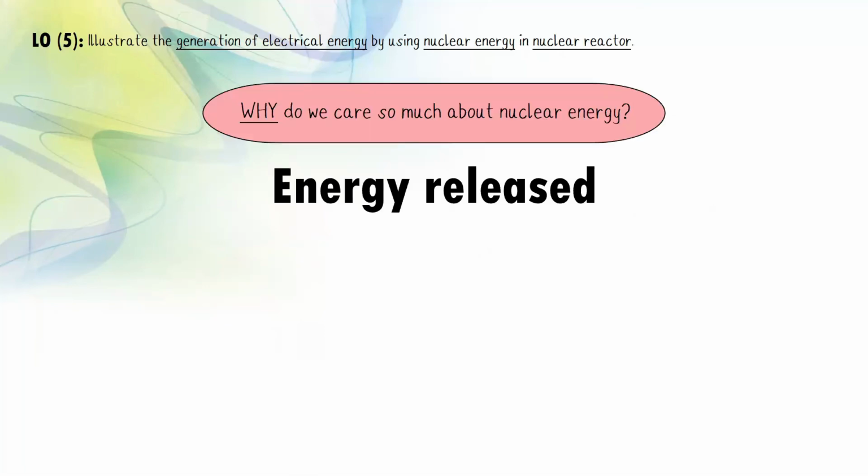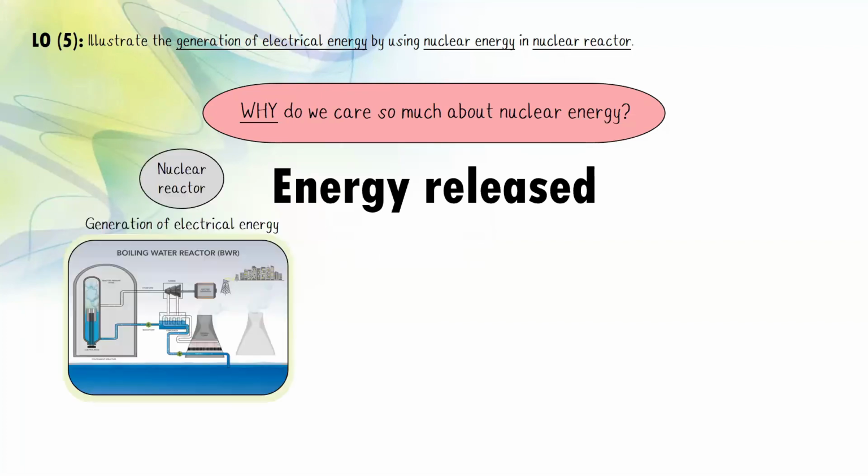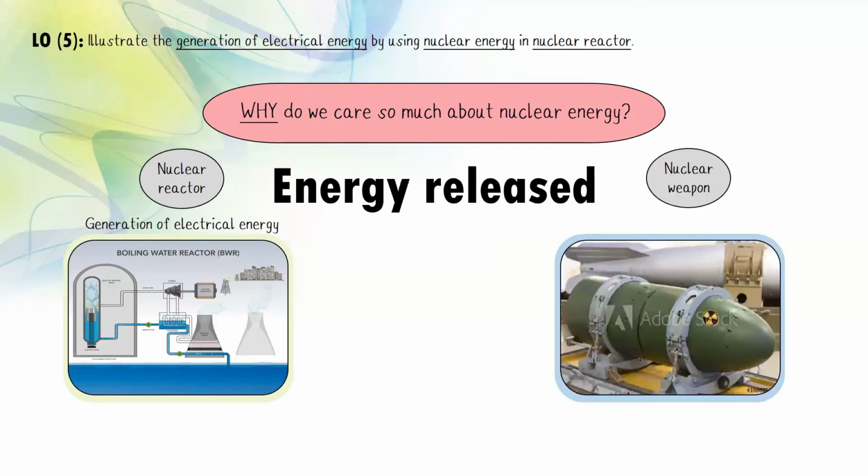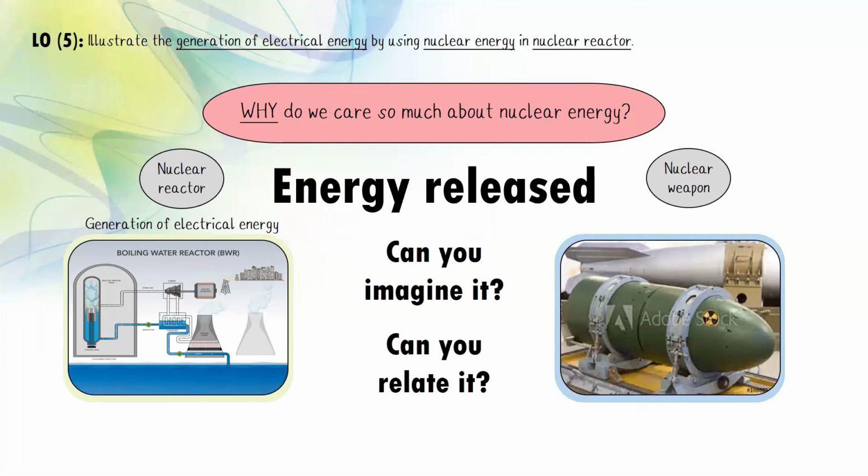Now we have reached the last learning outcome. So, why do we care so much about the energy released by the nucleus? Because actually this energy is very useful for generating electrical energy and for nuclear weapons. Why? Can you imagine the effect of the energy? Can you relate it?